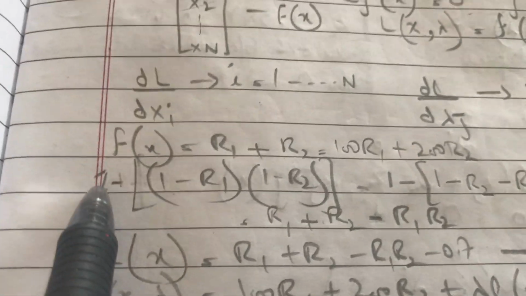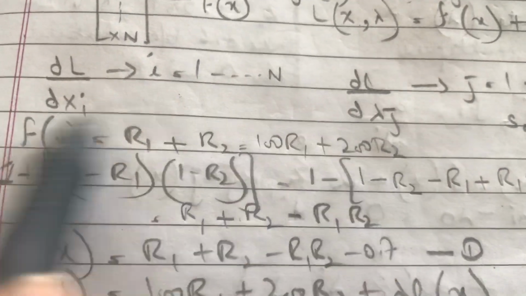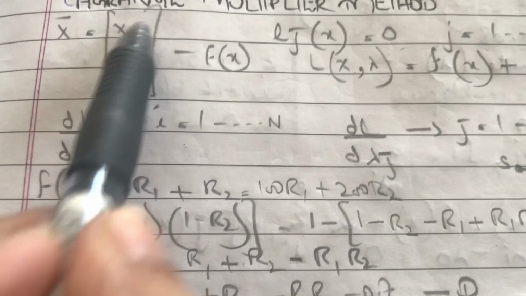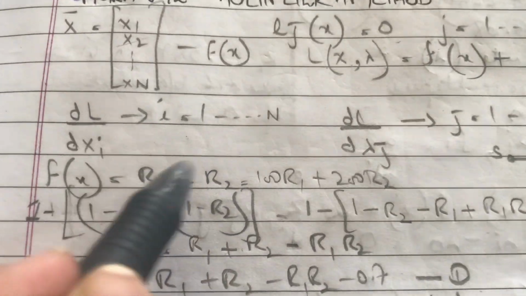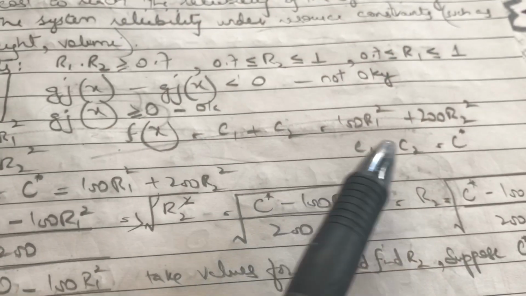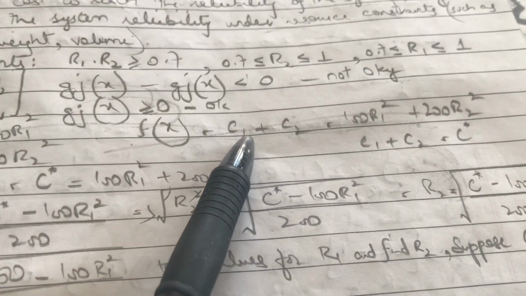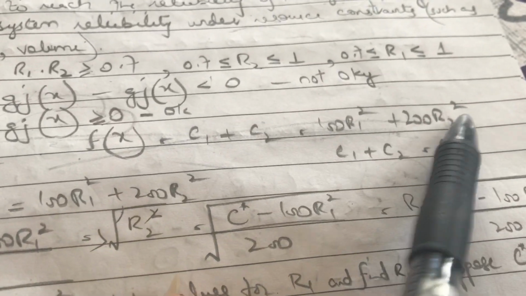So this is the way, and when we solve these, we have f of x written here. And what is this f of x? F of x is the function of x, and it has the value r1 plus r2. You remember in the upper part we said that f of x has the value c1 plus c2, and we suppose that c1 is 100 r1 square and c2 is 200 r2 square. So these are the things that we are supposing. F of x is a function which has a cost of c1 and c2.